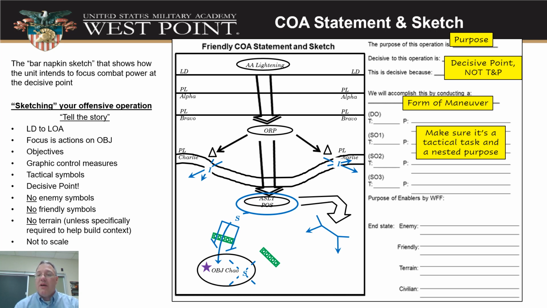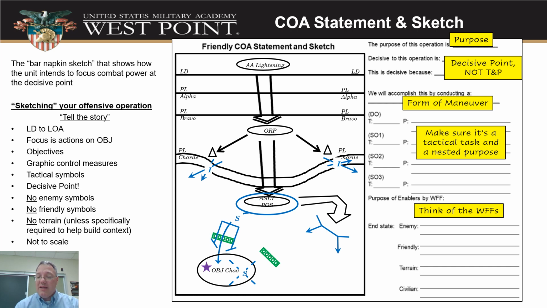And then your purposes, make sure your purposes nest with higher. So your decisive operation should have a purpose that somewhat matches your own platoon purpose, because that's the decisive operation. Your supporting operations should have ones that make sense with how they nest to support that and make it happen. Purpose of enablers by warfighting function. Think about your warfighting functions. We have six of them. So we're talking about fires, intel, protection, support, supply, those kinds of things. So make sure you're using the enablers that you have and giving them a purpose in the fight.